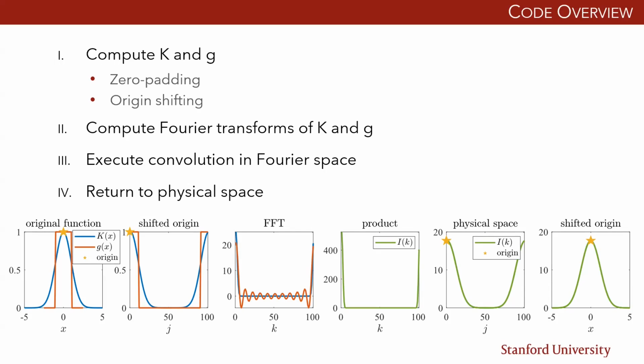Next, we do the Fourier transforms of both functions, which is this middle panel here. So we started here, shift the origin, and then Fourier transform. Then we execute the convolution, which now that we're in Fourier space is just a multiplication, to arrive at the solution I of k, or f on the other slide. This is in Fourier space, so then we have to do an inverse Fourier transform to go back to physical space, and then one more time shift everything so that the origin is at the center again.